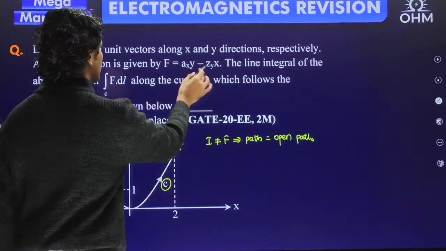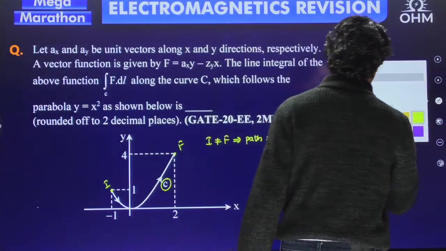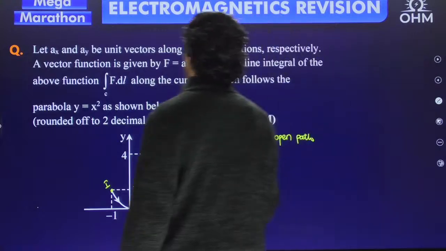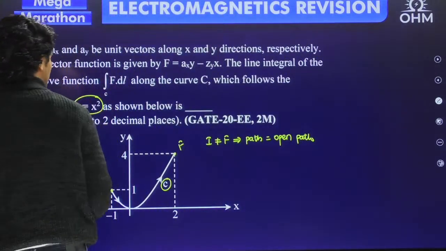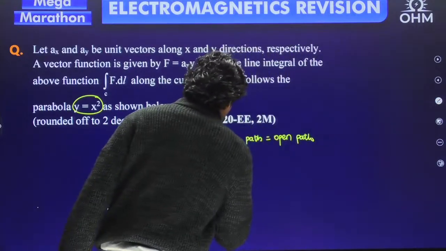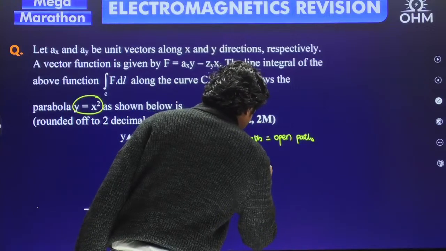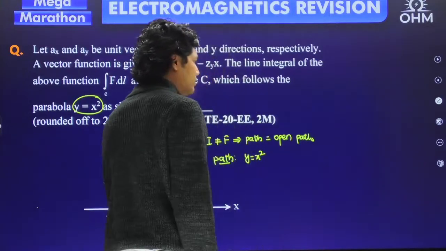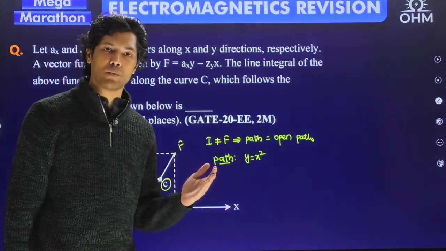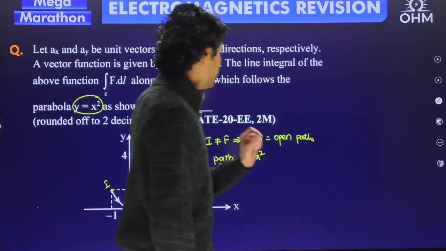The vector field is given to us, and in case of open path integrations or closed path integrations, the most important thing is always the path. So identify the path. It is a parabola, y equal to x square. Let me take the path first: y is equal to x square. Line integration is basically a one-dimensional integration, surface integration is two-dimensional, and volume integration is three-dimensional.